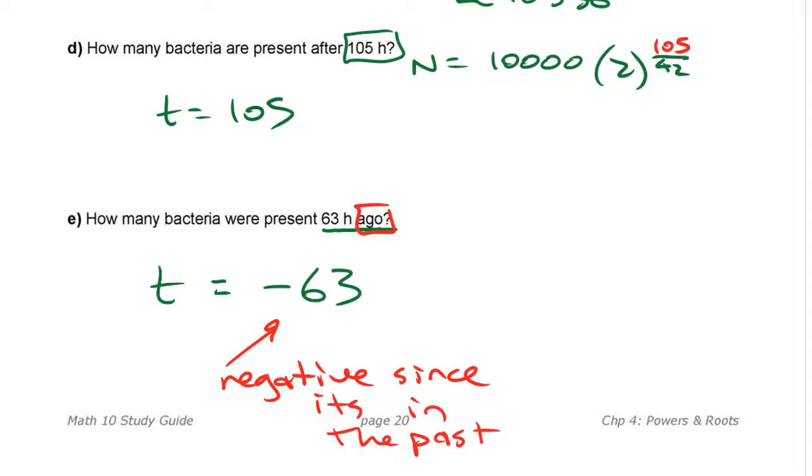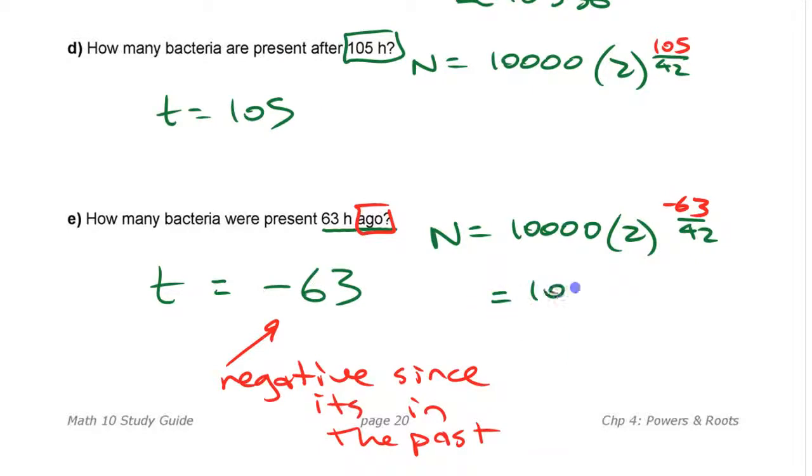And what that's going to mean here is if we write this out, n equals 10,000, 2 to the power of negative 63 over 42. Let's again stick with this, negative 63. I'm actually going to do something first that makes it a bit simpler. 63 divided by 42, I'm going to change that into negative 1.5. If you divide that, you get negative 1.5.